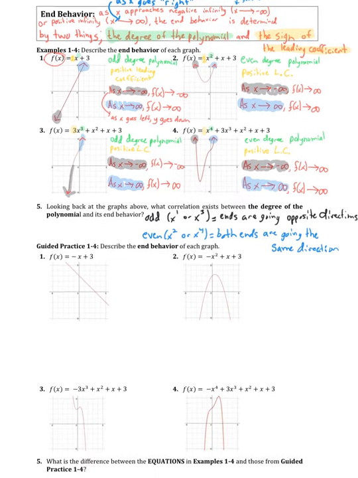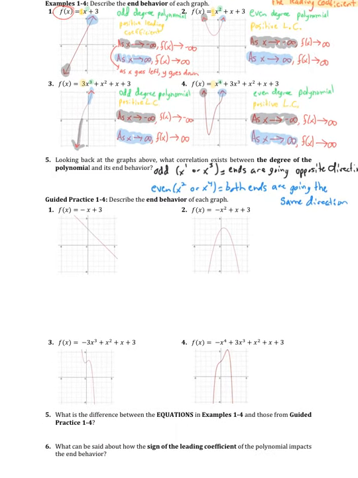Now, I've got 4 practice problems here. I want you guys to try these 4 problems out. Take a minute, identify the degree of the polynomial, the sign of the leading coefficient is a positive or negative, and then describe the end behavior. So as x goes to the left, what's y doing? As x goes to the right, what's y doing? All right, so take a minute and work on those 4 problems now.